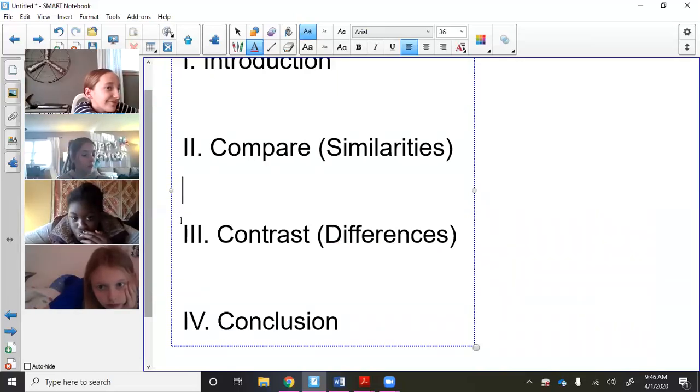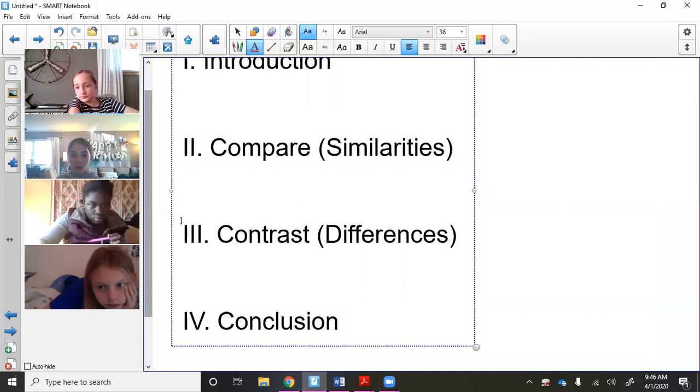Jeanette, would you mind reading that first paragraph, my sister? You got to unmute yourself here. I'll unmute you. Do you see where I'm at, my sister?